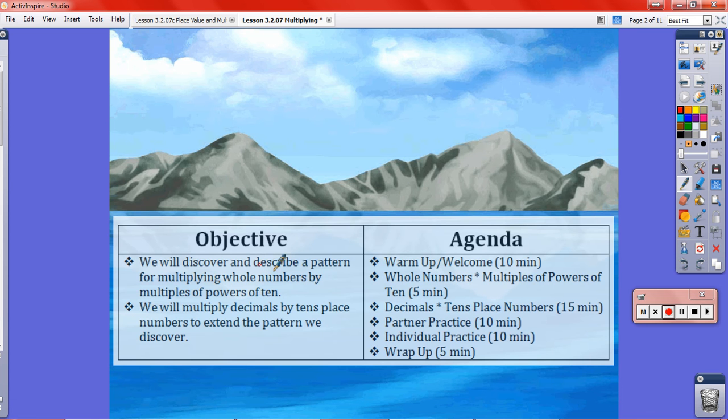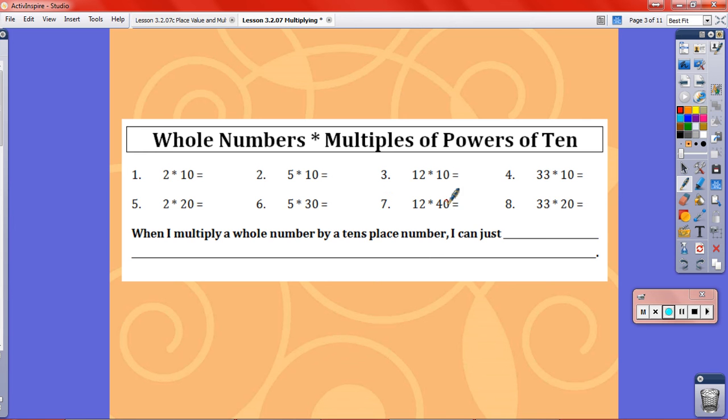Our objective is to discover and describe a pattern for multiplying whole numbers by multiples of powers of 10. And we're going to either extend or modify that pattern for dealing with multiplying decimals by multiples of 10. So we're trying to pick up a pattern here. 2 tens makes 20. 5 tens is 10, 20, 30, 40, 50. 12 tens is 120. And 33 tens, you could count them, but it makes 330.